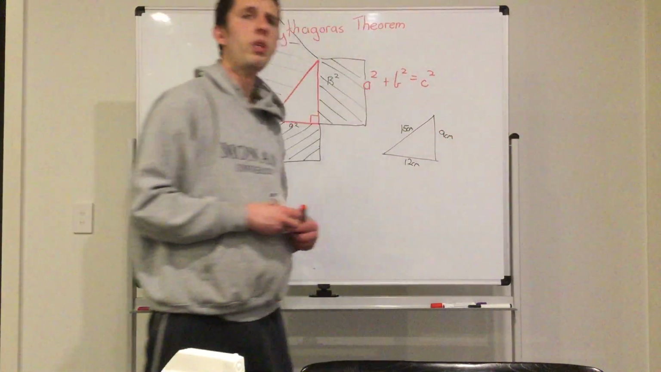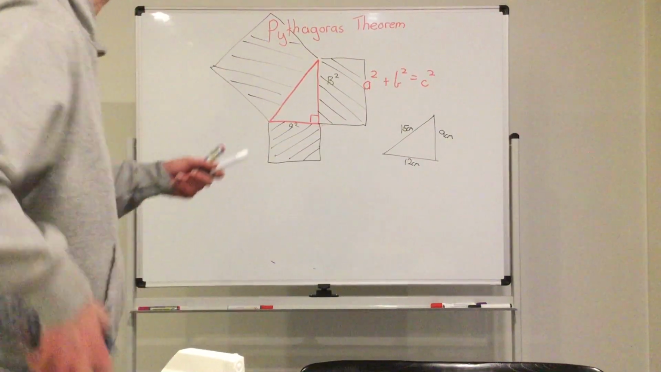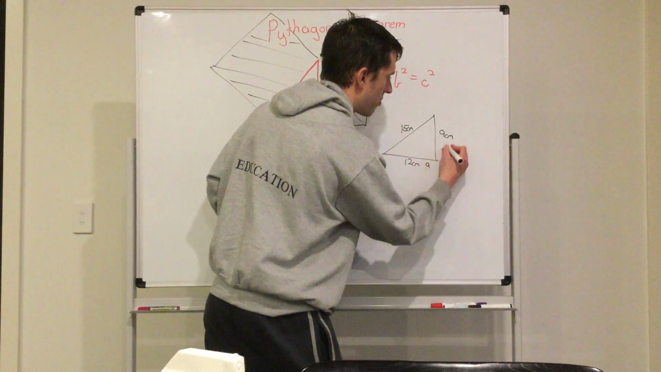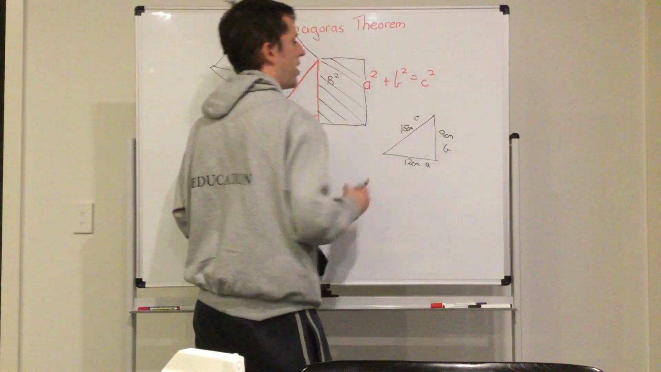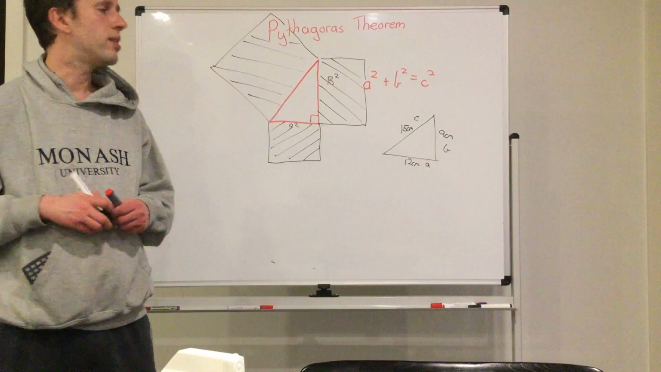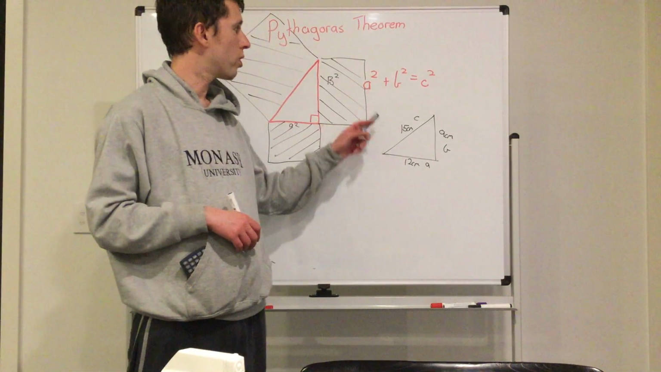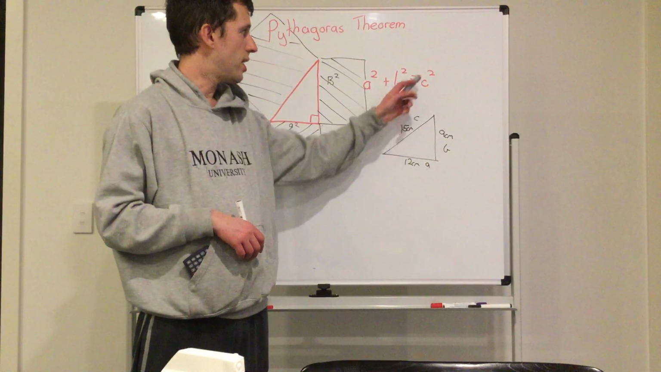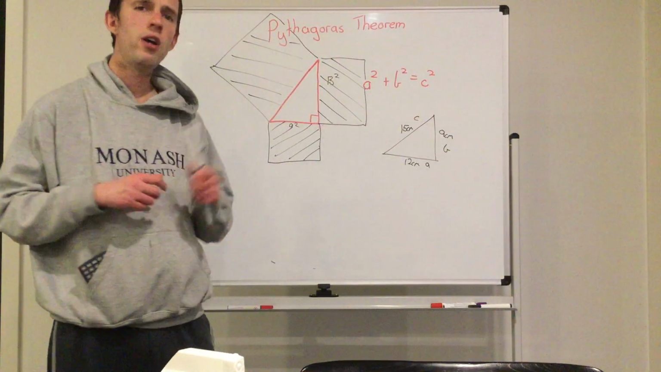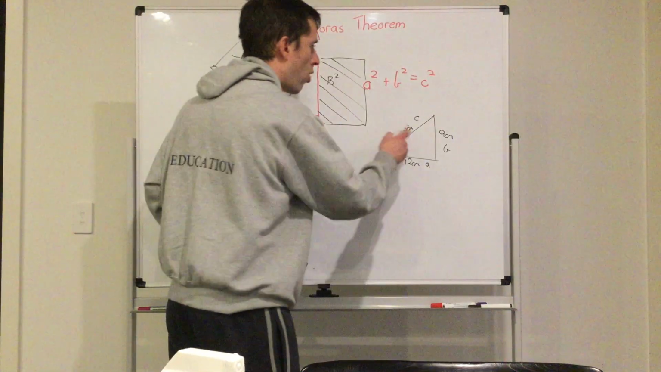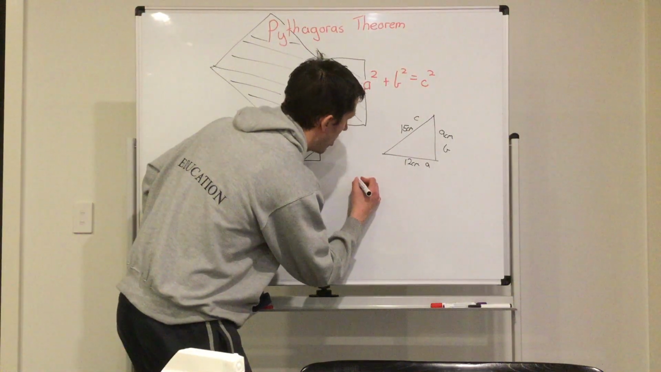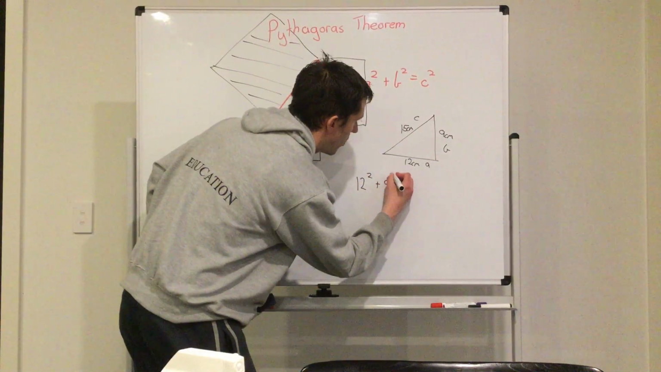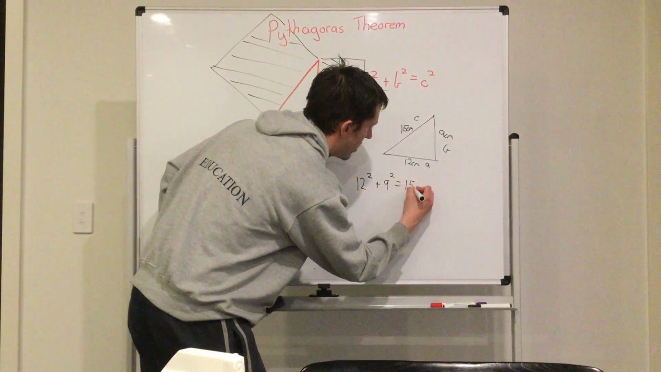Okay, so the first thing I want you to think about is labeling our diagram. So I'm going to say this is A, this is B, and this is C. If this is accurate, then we should be able to use this rule and go A squared plus B squared equals C squared. So the first thing I'm going to do is plug all of my points into here. 12 squared plus 9 squared equals 15 squared.